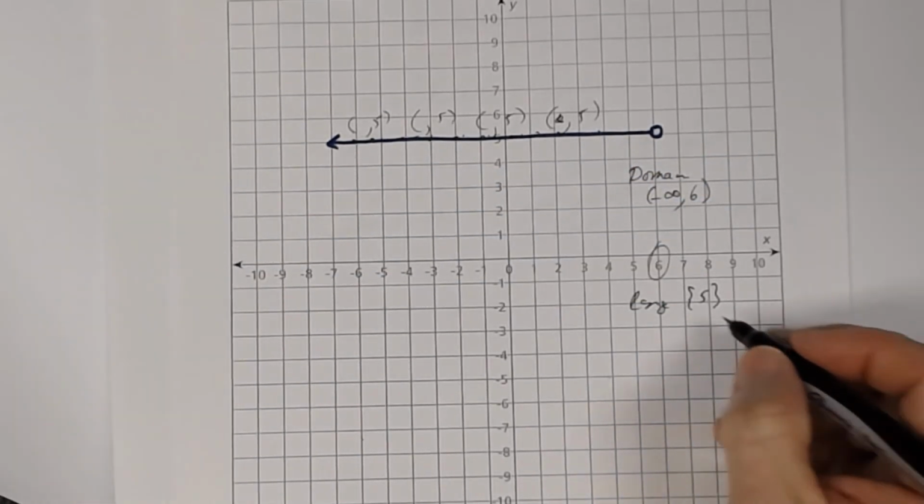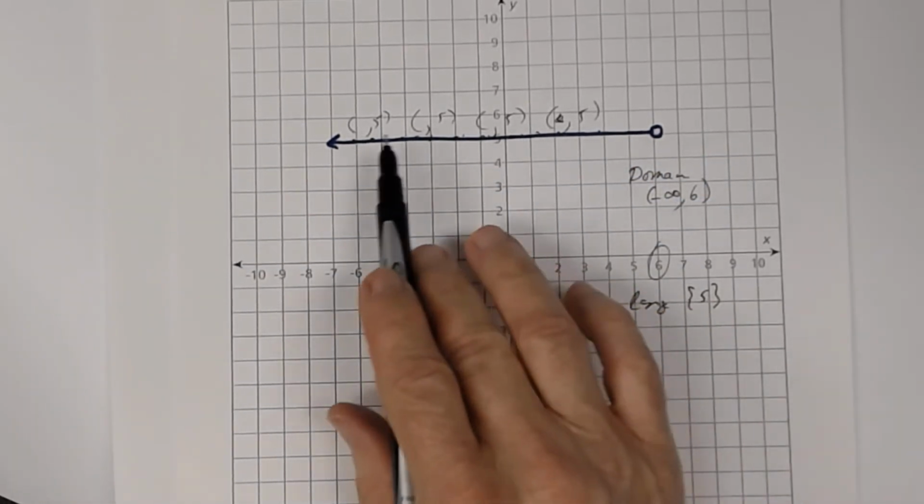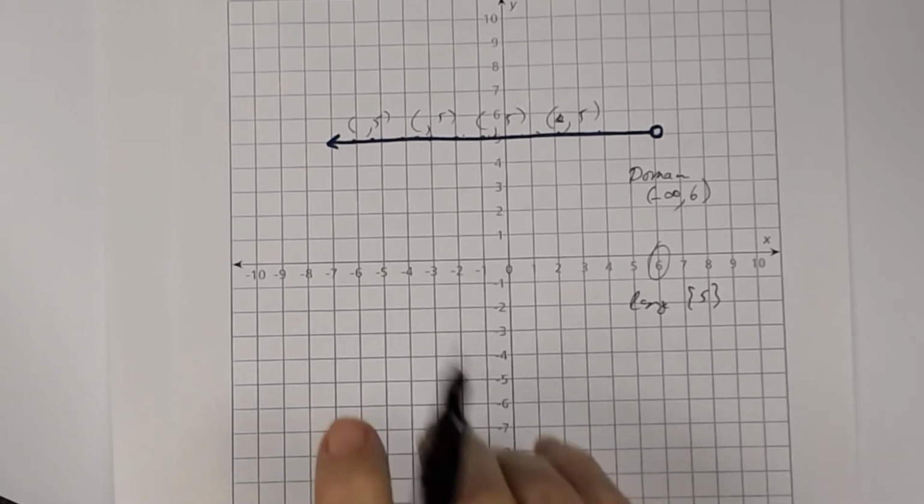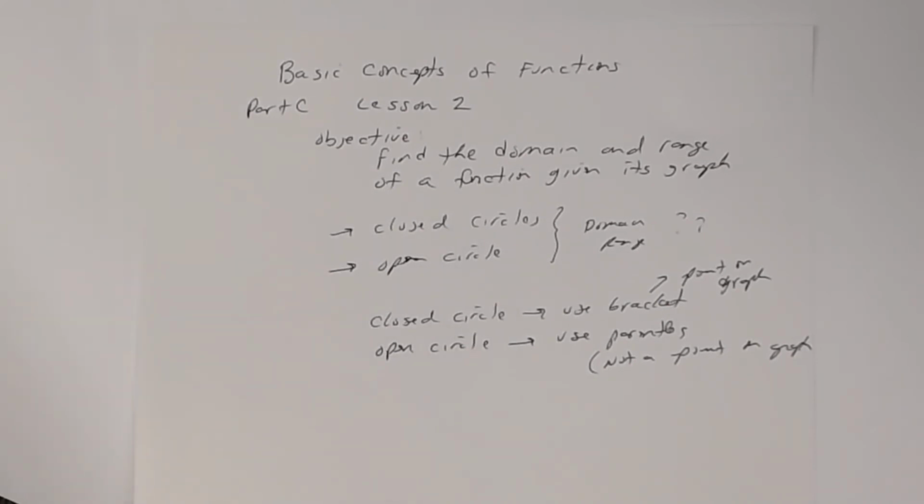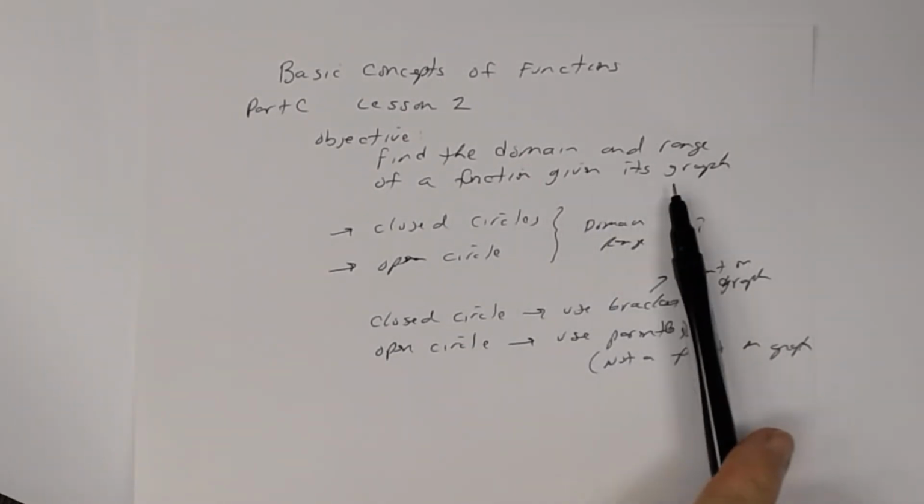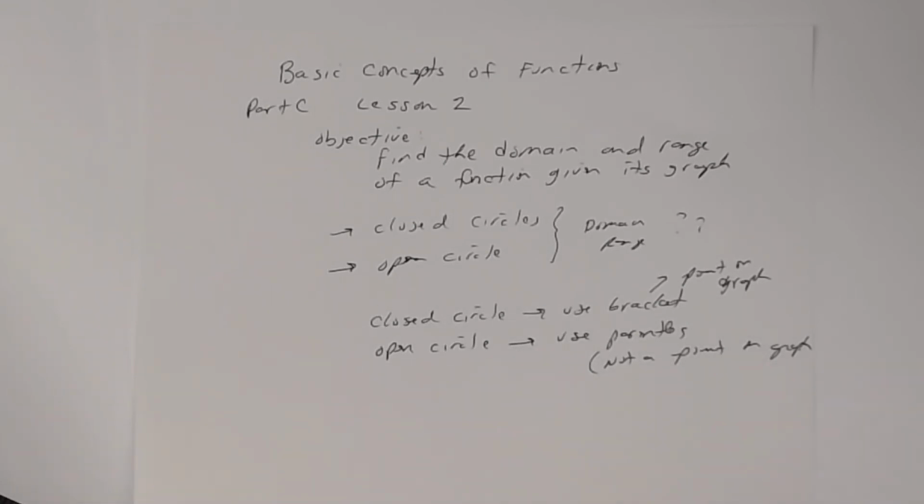That's the one that gets students right here. It's when it's horizontal. Okay? All right, so that is lesson 2. And that's all I wanted you to think about in terms of finding the domain and range from the graph. All right, so that's going to be the end of this lesson.